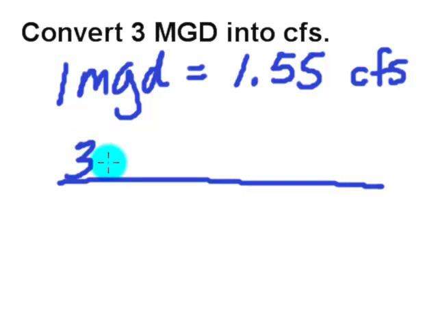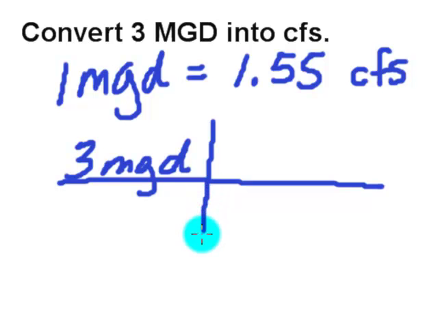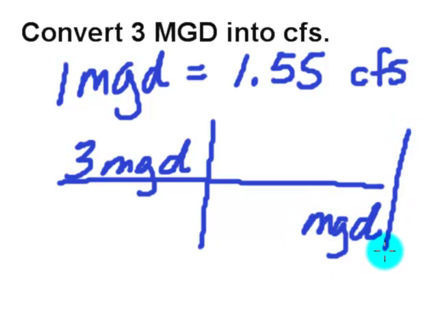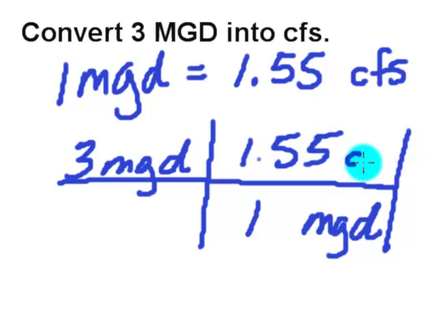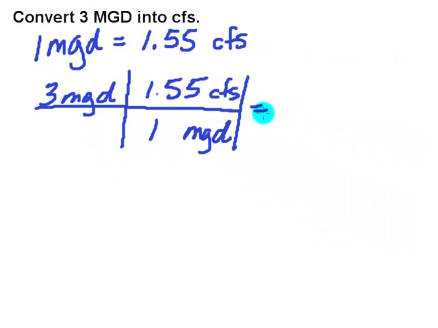So I'm going to draw a railroad track. I've got 3 million gallons per day, and even though I said the word per, I'm going to leave everything on the same line together because I know that these two things are equivalent. MGD is on the top right here, which means in order for it to cancel, the next one has to go underneath here on the bottom. For every 1 MGD, there are 1.55 CFS.